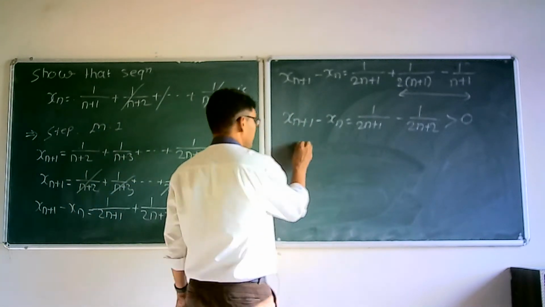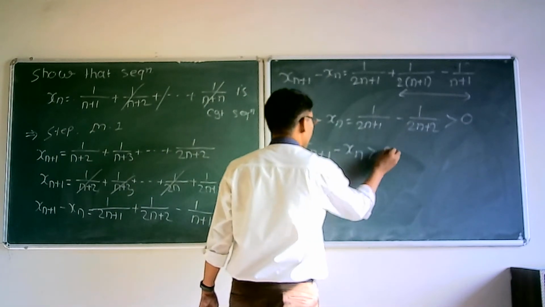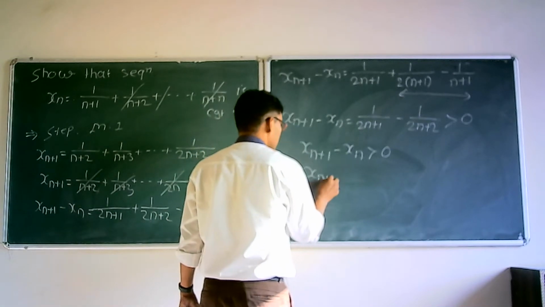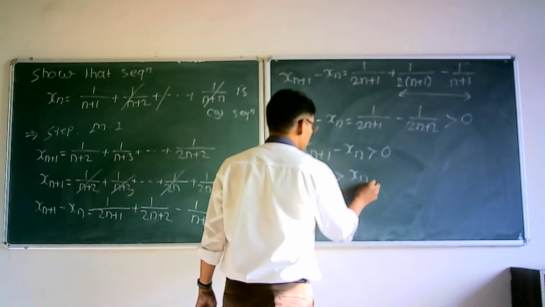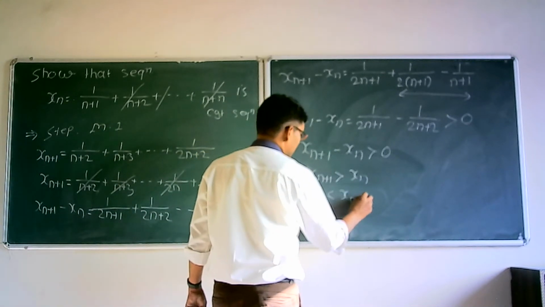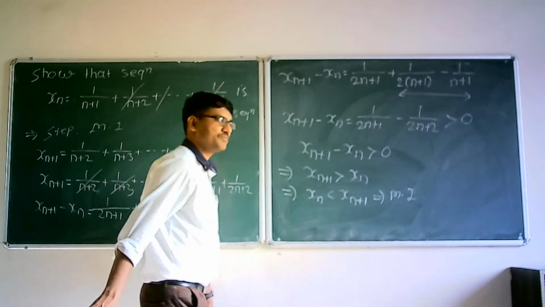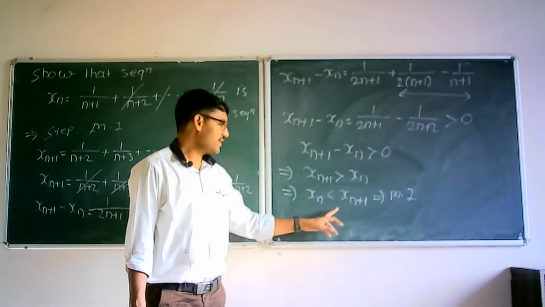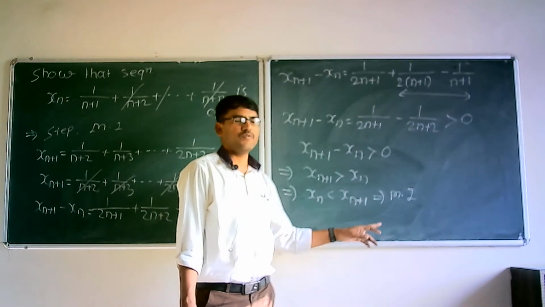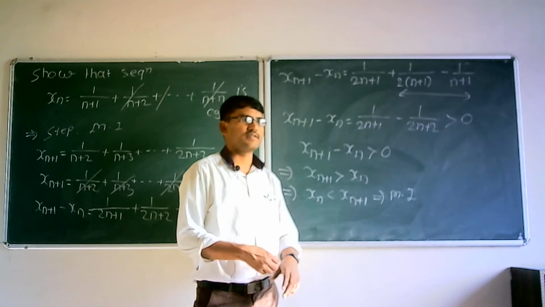But if this term is greater than 0, it implies xn plus 1 minus xn is greater than 0. So xn plus 1 is greater than xn, which implies xn is less than xn plus 1, and it is a monotonically increasing sequence. The next term is greater than the previous term for every n. So the given sequence is a monotonically increasing sequence.